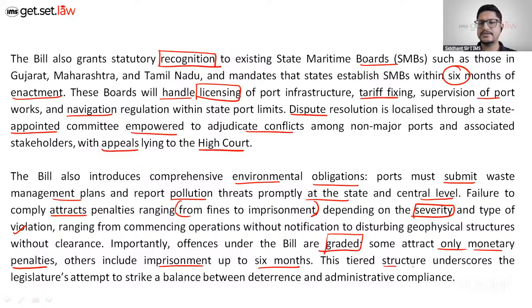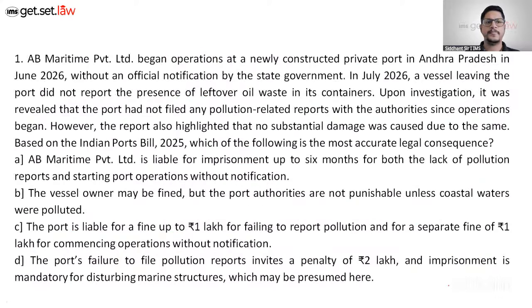This tiered structure underscores the legislature's attempt to strike a balance between deterrence and administrative compliance. So that structure is there to see whether you are willing to comply, or whether there are some non-compliances happening. That's why we go into a range. That is what the paragraph is all about. So the language is on the easier side, not very tough, and understandable. But yes, reading it for the very first time, with no idea about it, it is a bit difficult. So let's go to question number 1.